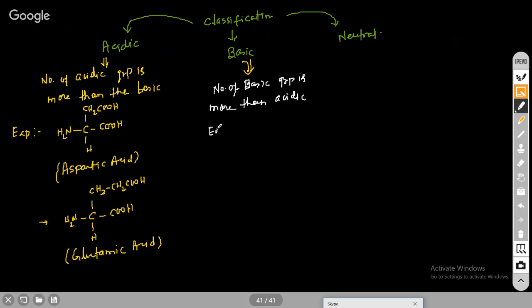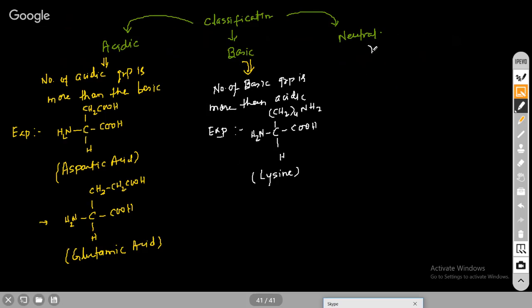Example, you see C, COOH, NH2. This is the general formula we have, H here. And when you substitute this with (CH2)4NH2, this compound is lysine. Okay, so this is the basic amino acid we have.